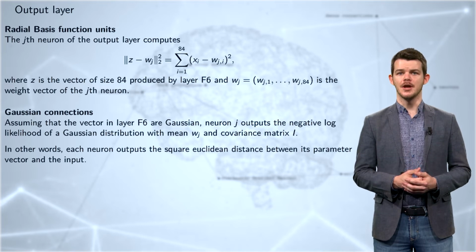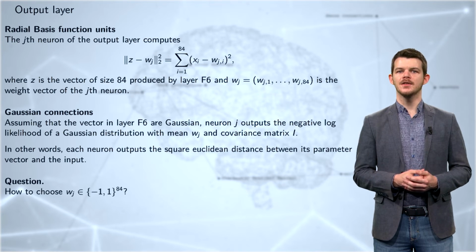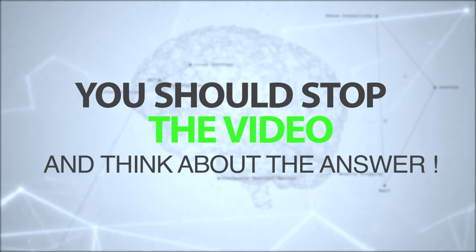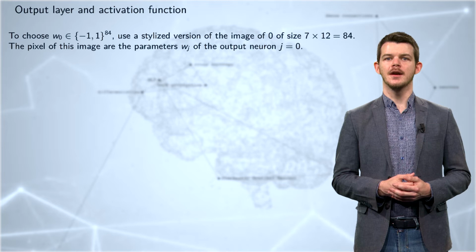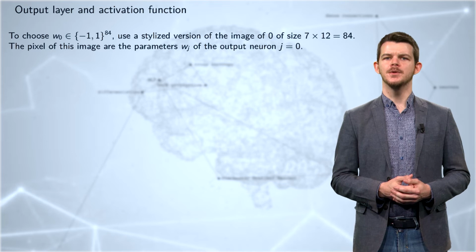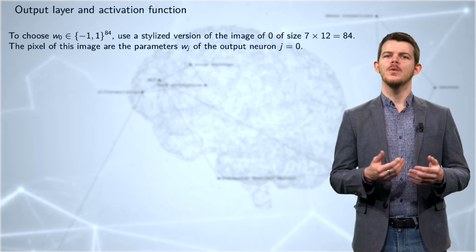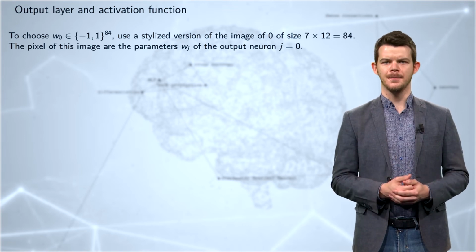to each class j. One major question now is how to choose the vectors wj belonging to {-1, 1} to the power 84. Basically, we want to find a stylized representation of each class in the form of a vector in {-1, 1} to the power 84. One way to do that is to draw a stylized version of the digit in the form of an image of size 7 by 12 equal 84, with black and white pixels corresponding to -1 and 1 respectively.